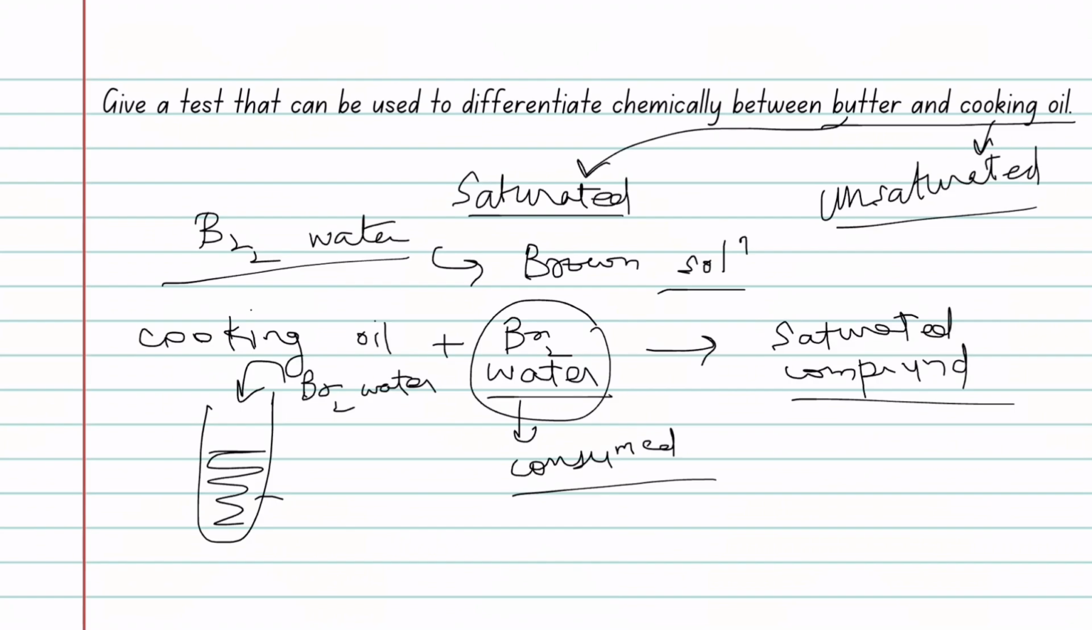And that is how you would know that the liquid in the test tube was an unsaturated compound. That is why it consumed bromine water, right? The same would not happen with butter, because butter is a saturated compound. Even if you add bromine water, it will not get consumed. Therefore, it will remain brown. It will remain there as such, and its color would also remain there, right?